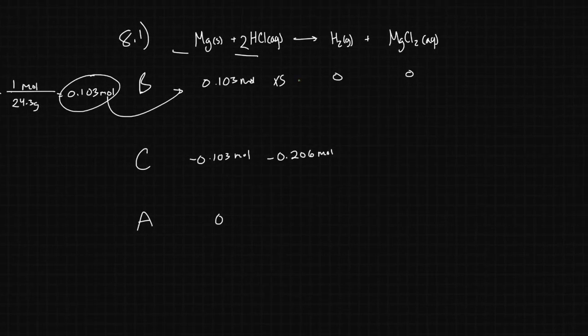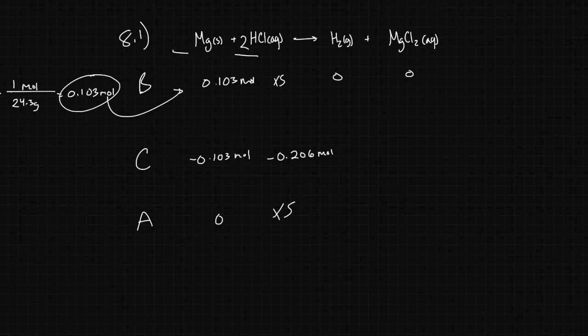Now, I still don't know how much I end up with. Even if I use up 0.206, I don't know what I started with, so I can't give you a real good number down here. So I'm just going to put excess again, which again just means enough, right? There was enough there. But we know how much we used. Now, 1 magnesium will make 1 hydrogen. So these should be the same.